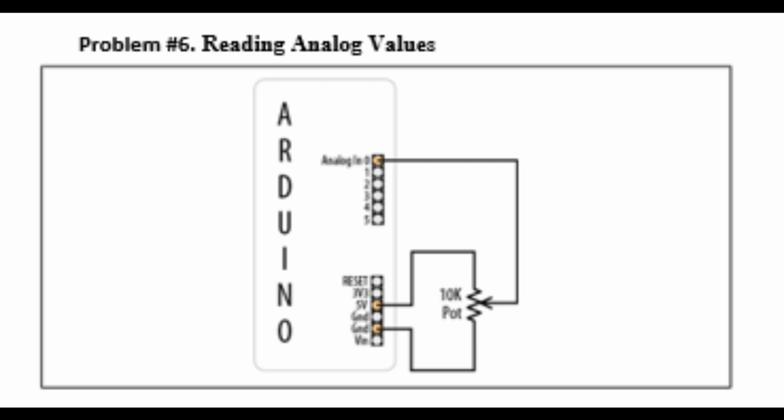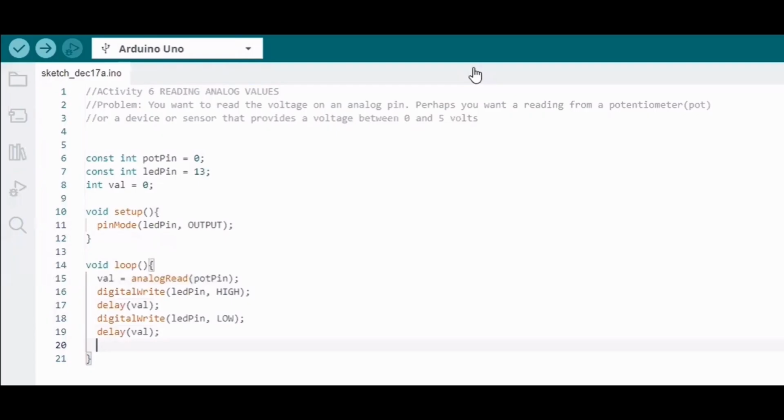Code breakdown. 1. Pin assignments. potPin equals 0. This pin listens to the potentiometer's voltage whispers. ledPin equals 13. This pin controls the LED's bright beacon. val equals 0. This variable stores the captured analog values.